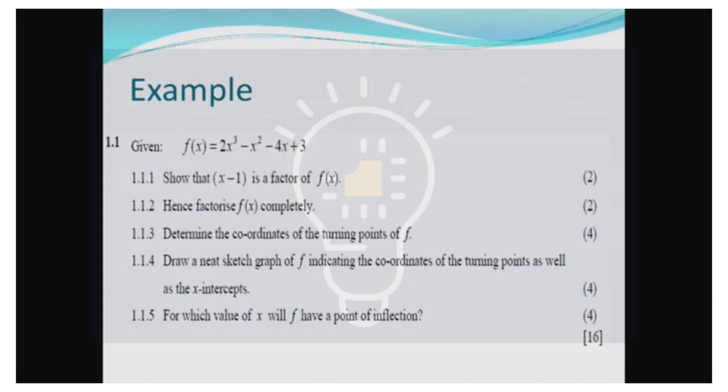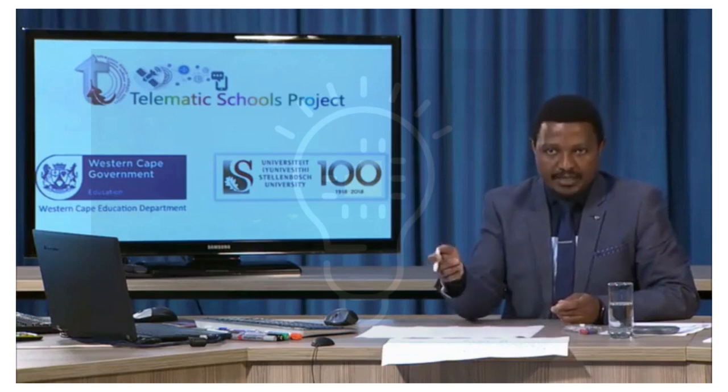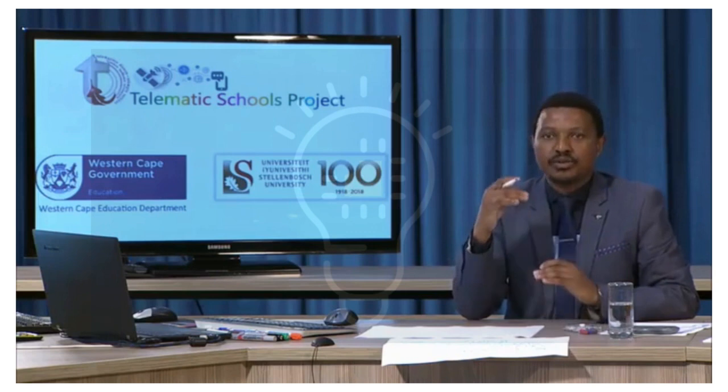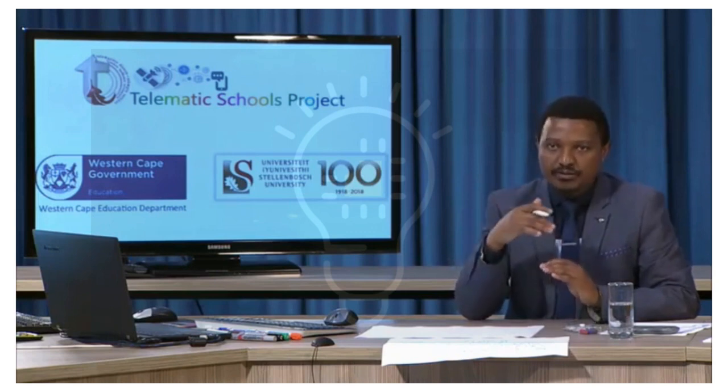it's 1.1.3. Now, what are they saying? Determine the coordinates of the turning point of f. Now, learners, it comes to the application of calculus. Remember, in those examples that I did, or the explanation that I did with you, that we needed calculus in order for us to know the turning points. How do we find the turning points?